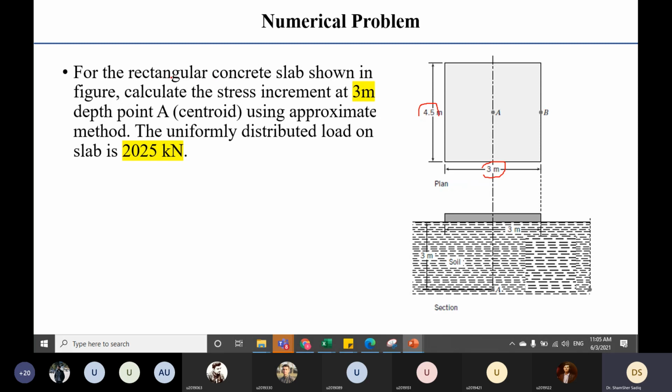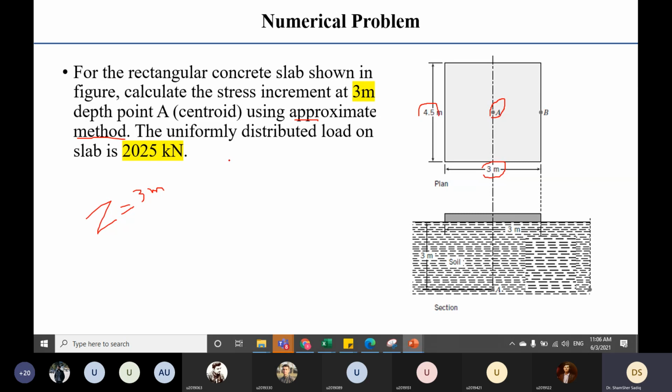It says that there is a rectangular concrete slab and you have to calculate the added vertical stress increment at 3 meter depth. So z is 3 meter. Note down that you can only use this method to calculate stress at the center, not at any other location, using the approximate method. When it says approximate method, it means you have to use the 2:1 trapezoidal method.